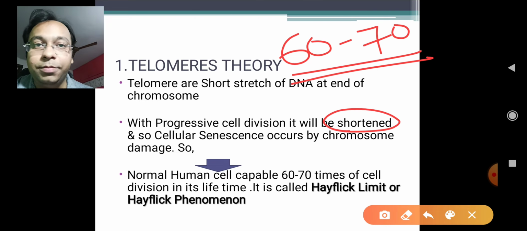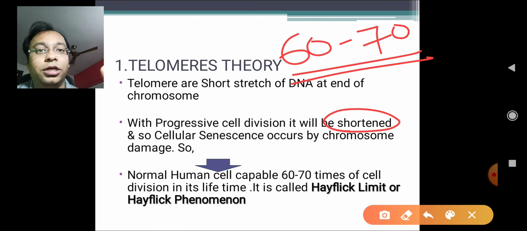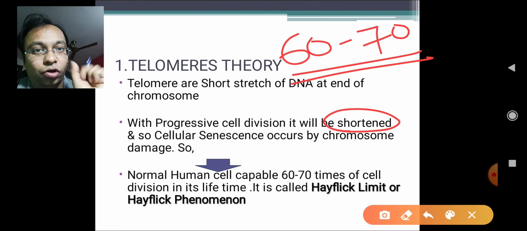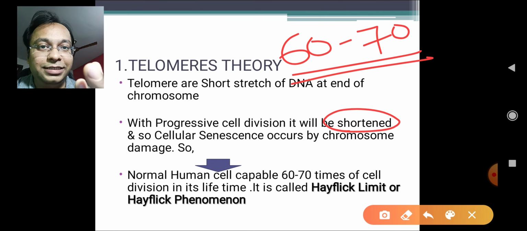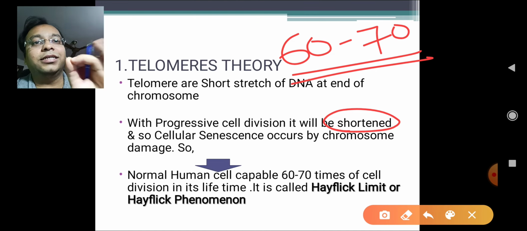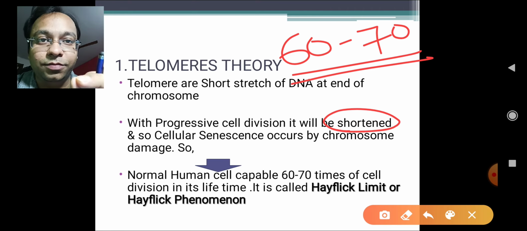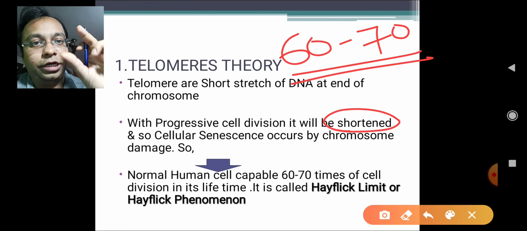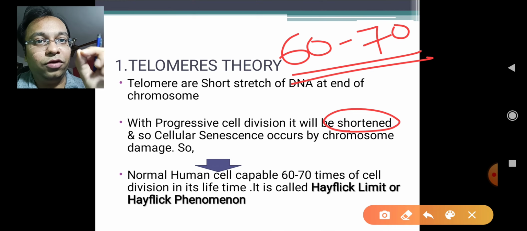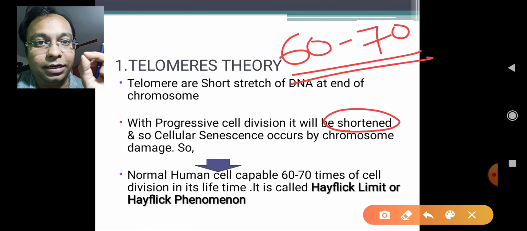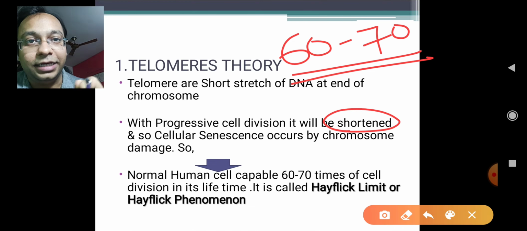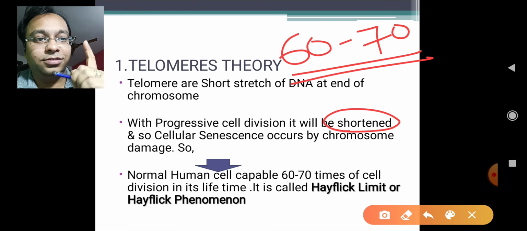It can divide a maximum of 60 to 70 times, because you will utilize all the telomere. With each cell division, telomere is getting shortened. So after 60 to 70 cell divisions, the cell can no longer divide. And obviously, if the cell cannot divide, then it will die. So that's the theory of cellular aging, right? The first theory is cellular senescence, because with each cell division, your telomere will be shortened, and so cellular senescence will develop. The division capacity of the cell will decrease. That is the cellular senescence theory.